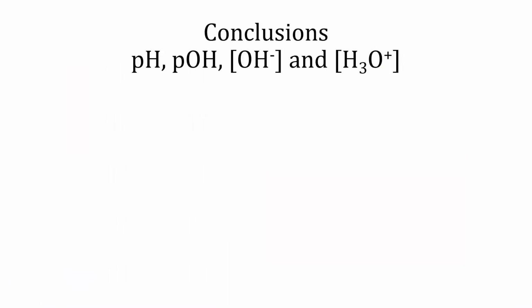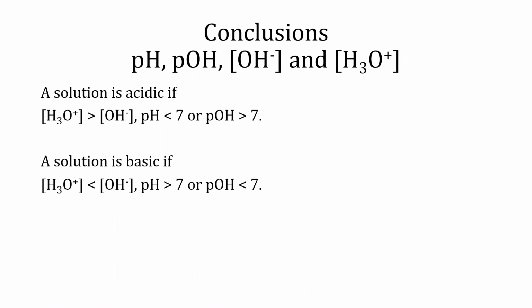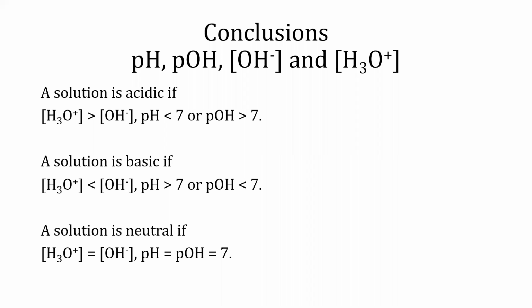In conclusion, a solution is acidic if H3O+'s concentration is greater than OH- concentration, pH is less than 7, or pOH is greater than 7. A solution is basic if the concentration of H3O+ is less than OH- concentration, pH is greater than 7, or pOH is less than 7. A solution is neutral if the concentration of H3O+ equals OH- concentration, or pH equals pOH, which is 7.